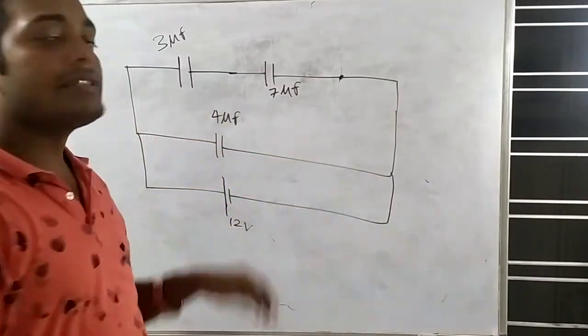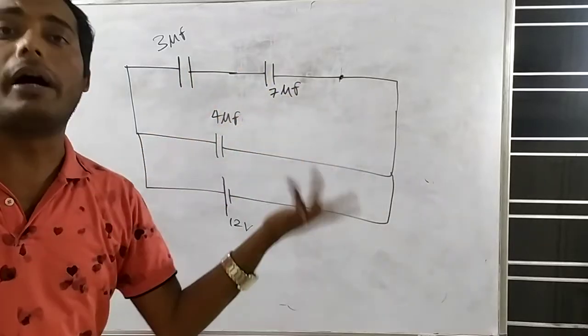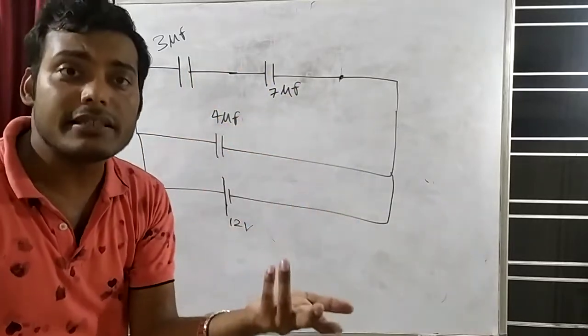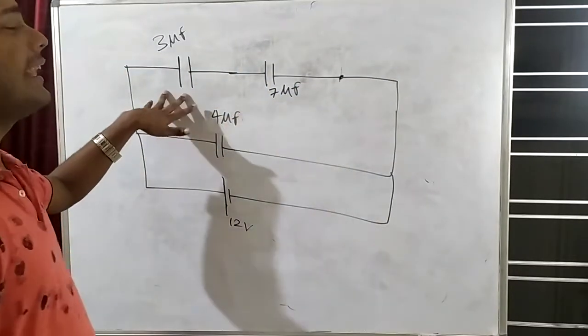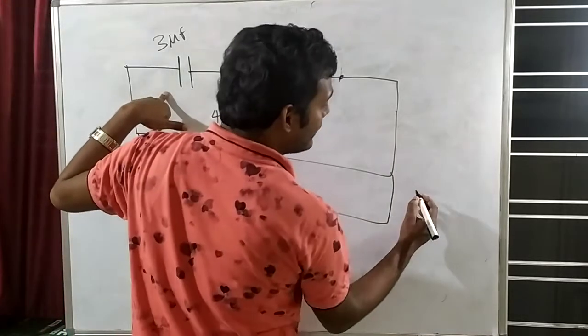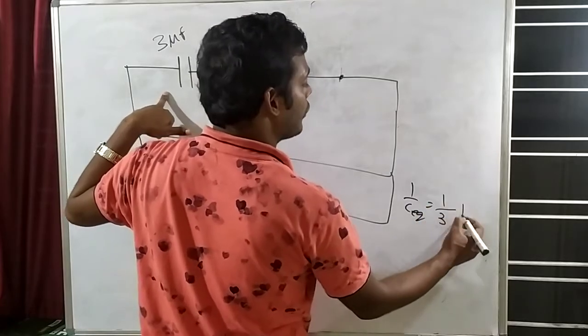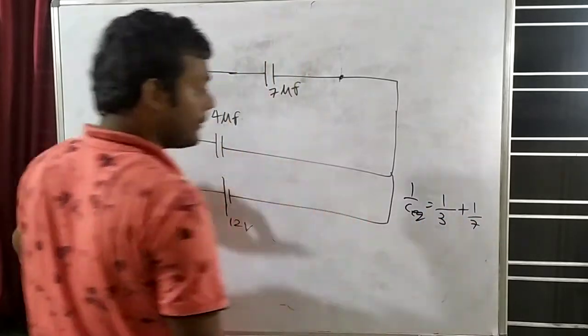7 and 3 are in series, so we will replace these by their equivalent. What is the formula for series capacitance? 1 by C equivalent is equal to 1 by C1 plus 1 by C2. So we can write that 1 by C equivalent is equal to 1 by 3 plus 1 by 7.